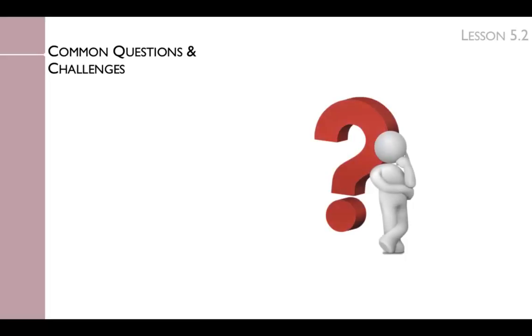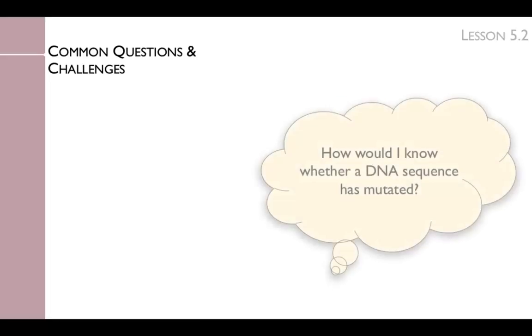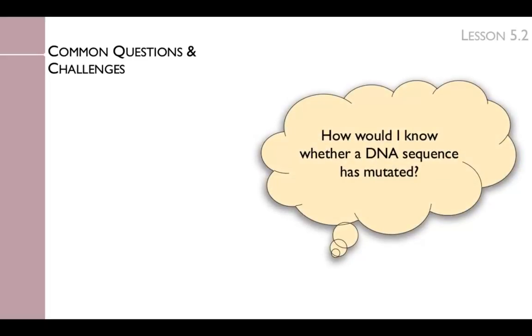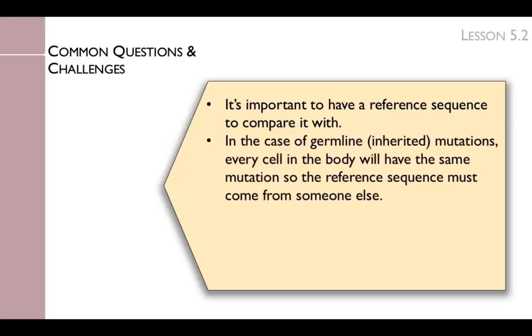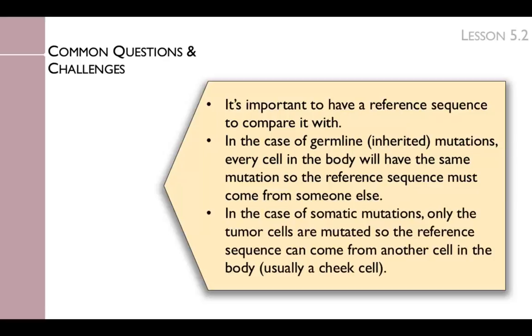One of the most common questions students ask is, how would I know whether a DNA sequence has mutated? It's important to have a reference sequence to compare it with. In the case of germline or inherited mutations, every cell in the body will have the same mutation, so the reference sequence must come from someone else. In the case of somatic mutations, only the tumor cells are mutated, so the reference sequence can come from another cell in the body, usually a cheek cell.